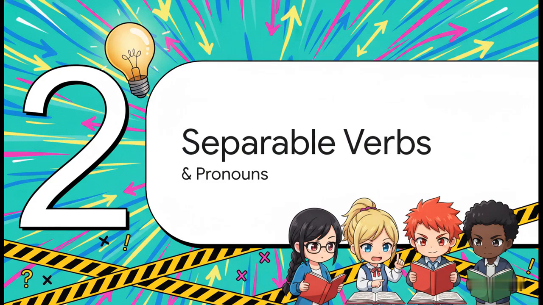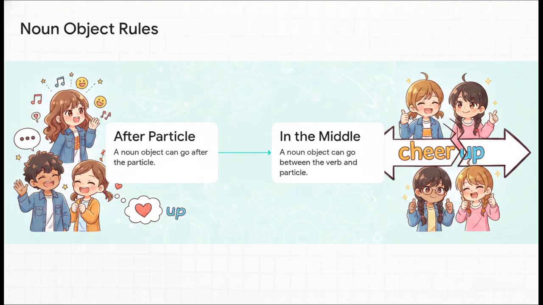Section 2. Separable verbs and pronouns. Now pay super close attention here because I'm about to help you dodge a massive point-losing trap on your English exams. Separable verbs are the flexible ones. This means you actually have choices when you're dealing with a regular noun object. Take the phrase cheer up. Step 1, it is perfectly correct to put the noun object right after the particle, like I tell jokes to cheer up my friends. But step 2 is also totally fine. You can separate them and say I tell jokes to cheer my friends up.